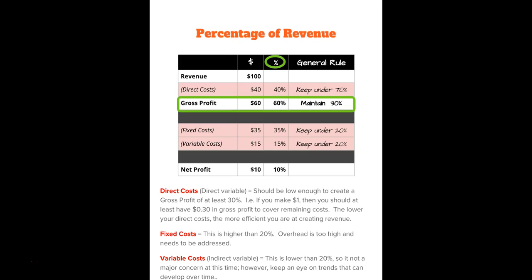This is higher than 20%. Overhead is too high and needs to be addressed. So we're going to look deeper into this number. And then we're going to end with variable costs. So this is indirect variable. This is lower than 20%. So it is not a major concern at this time. However, keep an eye on trends that can develop over time.